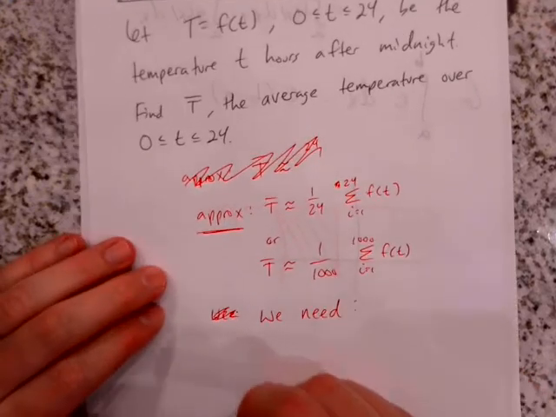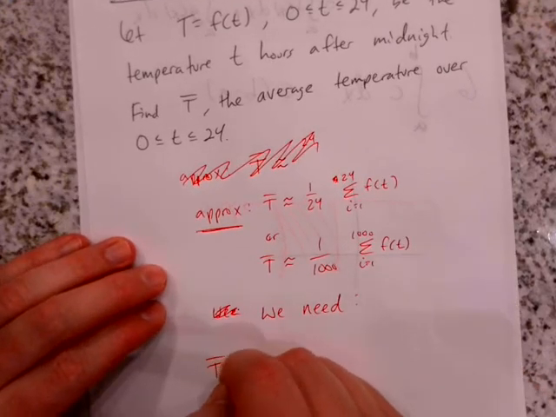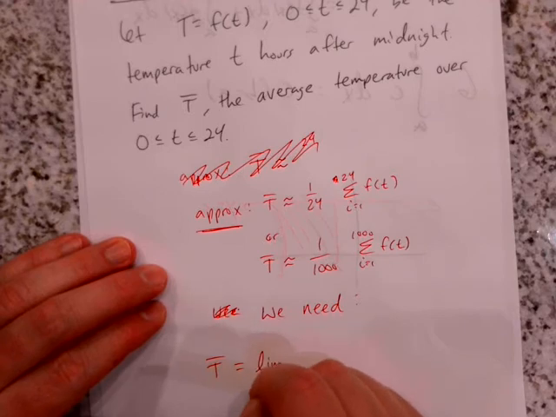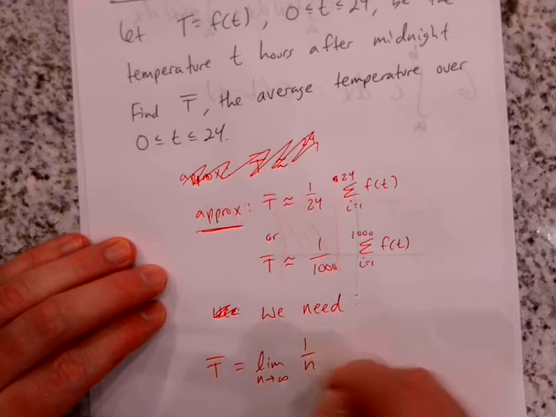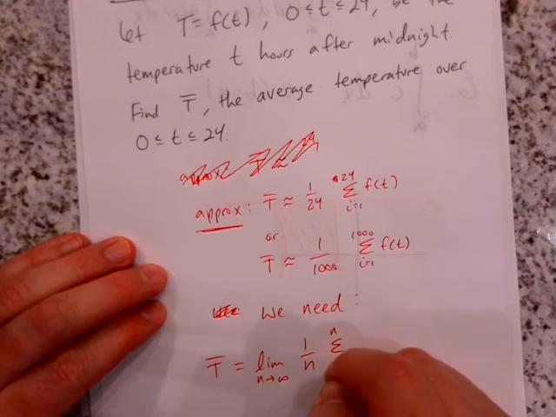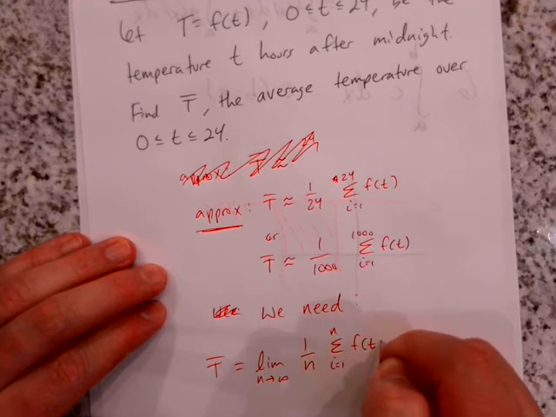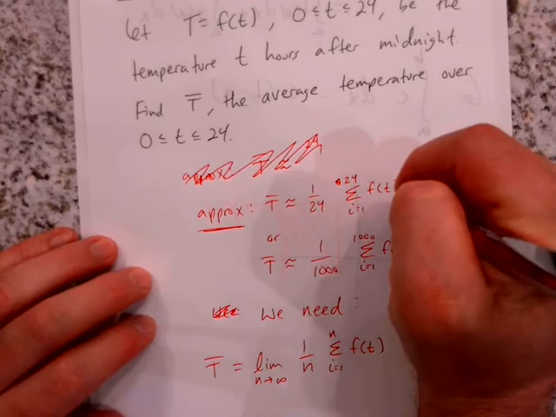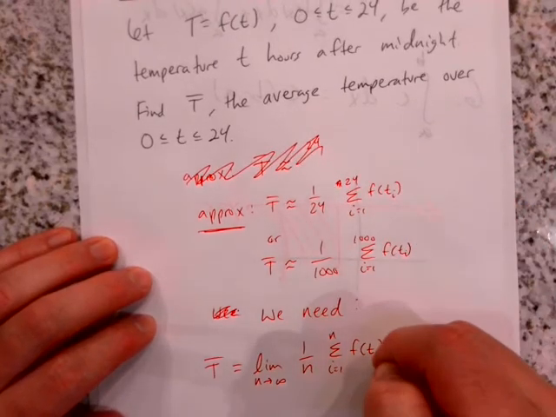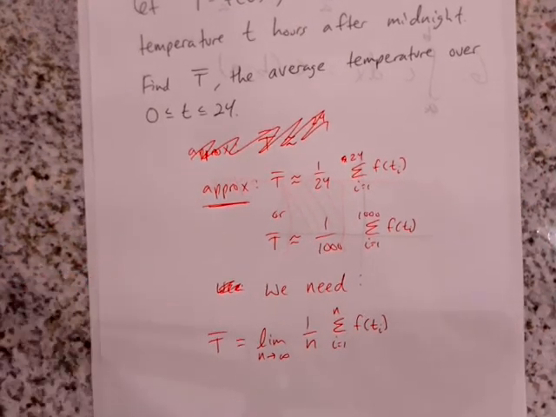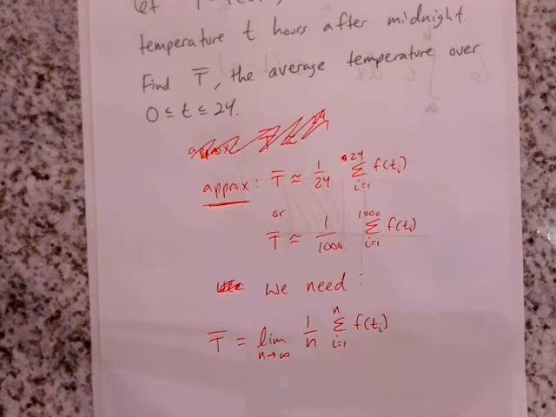Essentially, we need, for T bar, the limit as n goes to infinity of 1 over n times the sum from 1 to n of f of t, and really it's f of t sub i. Because in this case, you're doing the average of n temperature readings as the number of readings goes to infinity. And that limit will give you the exact average. But sums are hard to do. Integrals will end up being a lot easier to do.